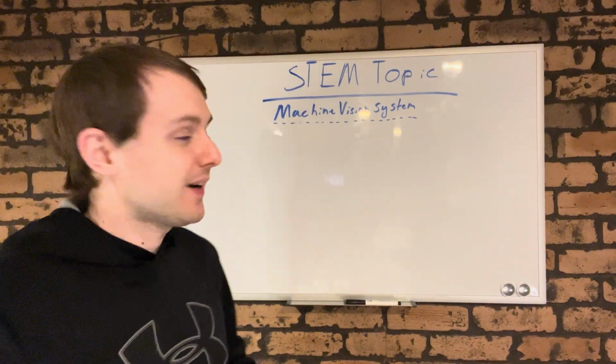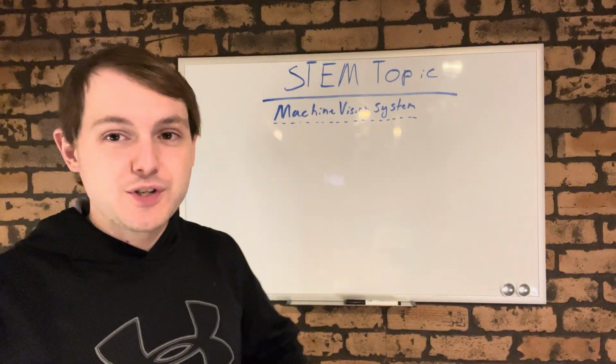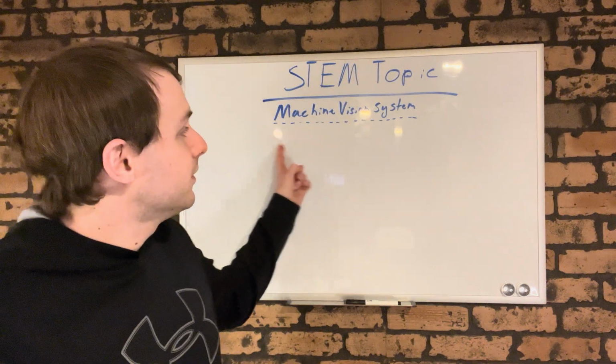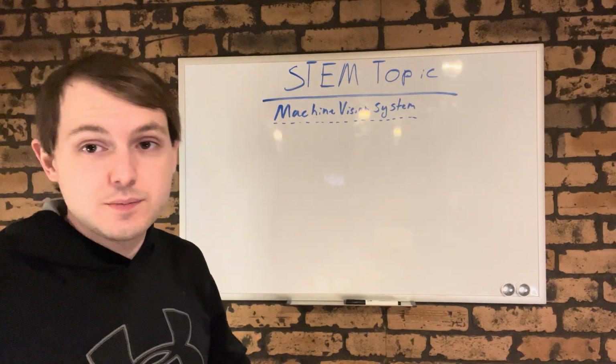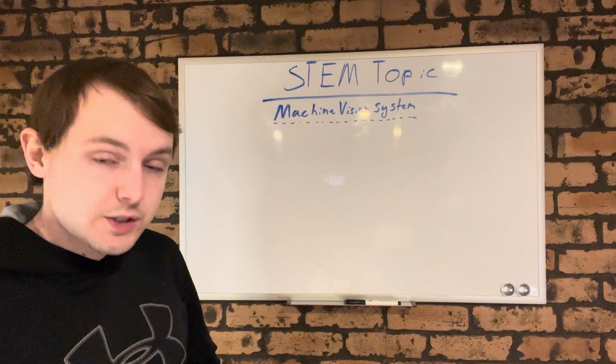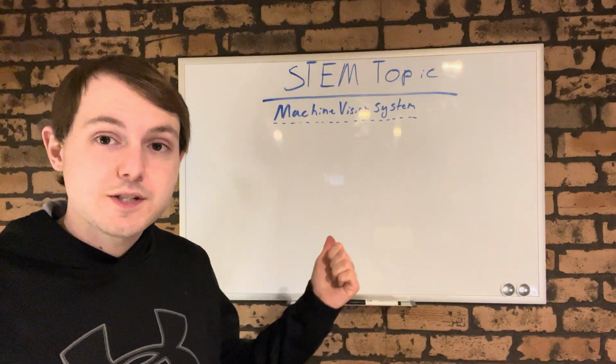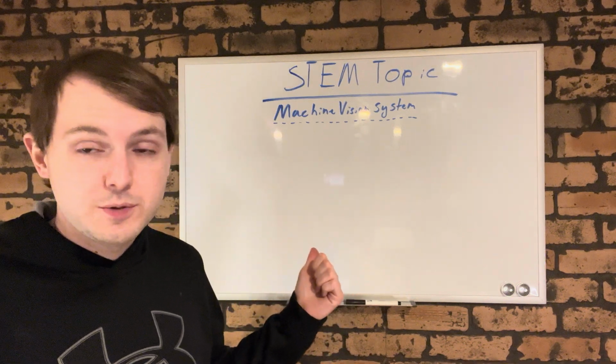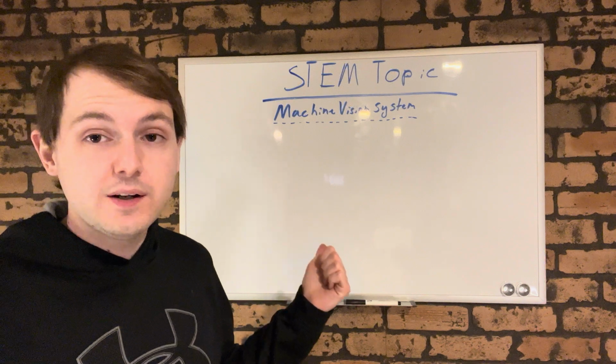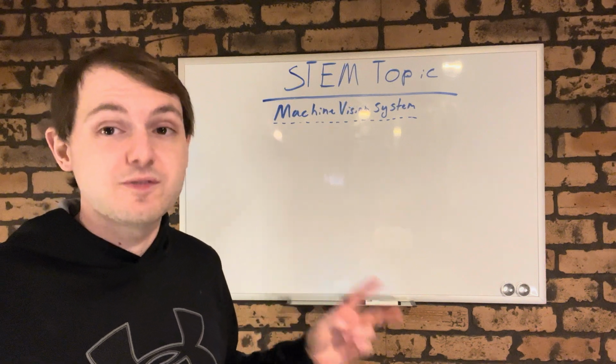Hey everyone, welcome back. So on today's STEM topic episode, we're going to talk about an overview of machine vision systems. So we're going to talk about the 5 simple pieces that all belong to a machine vision system and are required in order to have a system that can at least function.